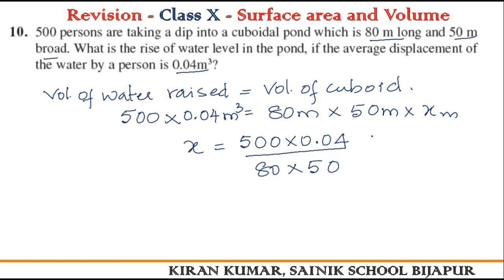On further simplification, we get it as 0.5 in terms of centimeter, because we get 1 by 200. This 50 and 50 I can cancel it out. I'll be getting 1 by 200 meter. This is same as 1 by 200 meter. So the raise in the water level is only 0.5 centimeters.